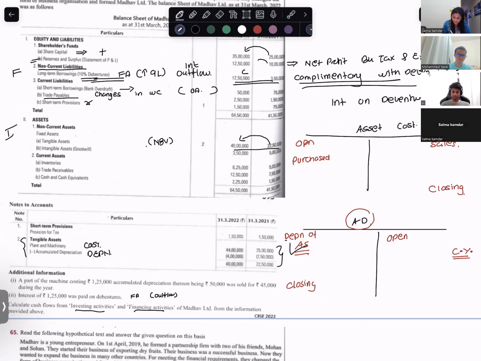Come on, let's see. Plant and machinery. Opening balance is how much? 25 lakh. Closing balance is how much? 44 lakh. So I have just put the information, right? Yes, ma'am. Accumulated depreciation, opening balance how much? 2 lakh 50. Closing balance is how much? 4 lakh.